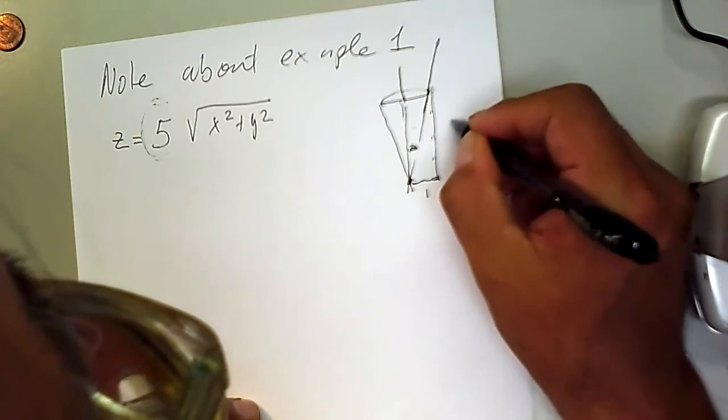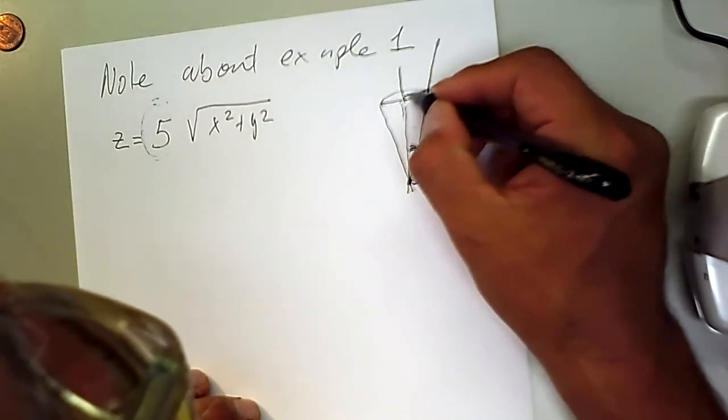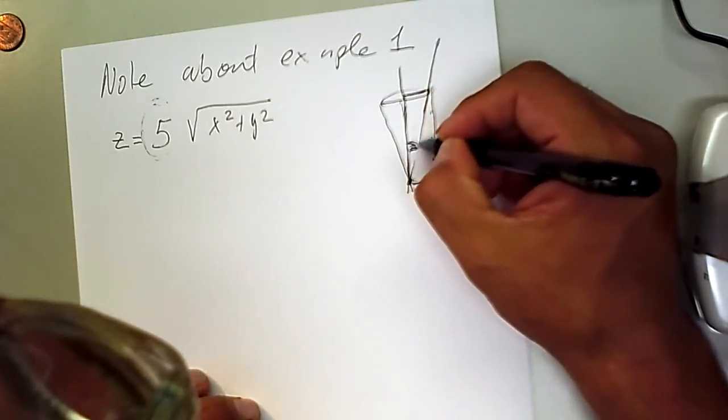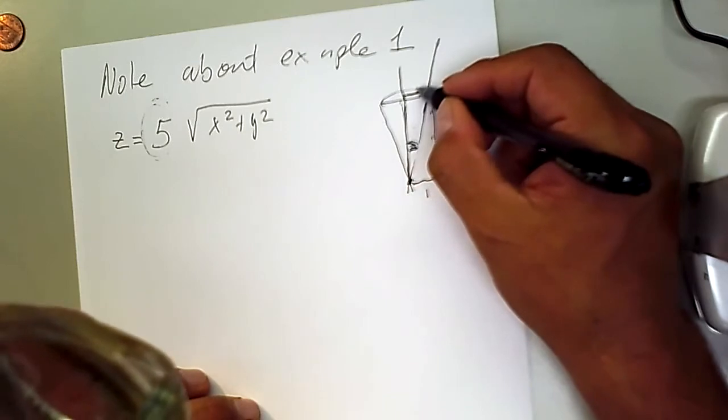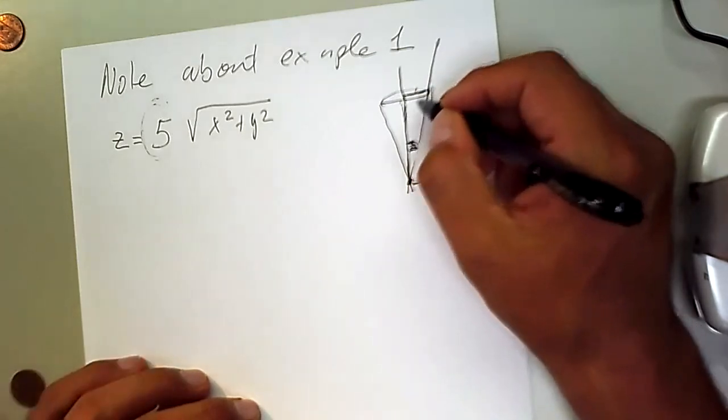Yep. So this is 1. This is 5. The other way to think of it is this is 1, and this is 5. So what is this angle? Well, 1 over 5 would be the tangent of this angle down here, 1 over 5.